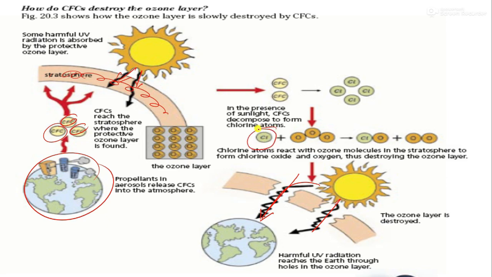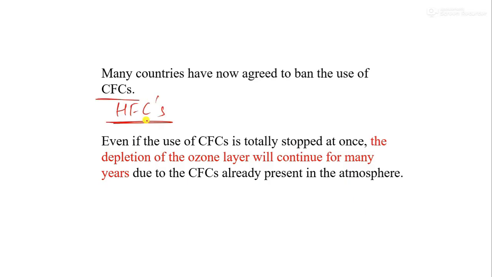CFCs release free radicals of chlorine, which can destroy 1,000 molecules of ozone and form unstable oxide of chlorine. It will again destroy, and this free radical of chlorine again damages ozone molecules. So a single free radical of chlorine from CFC compounds can damage 1,000 molecules of ozone. Many countries have now agreed to ban the use of CFCs, and nowadays they are using HFCs, hydrofluorocarbons, in which chlorine is not present.